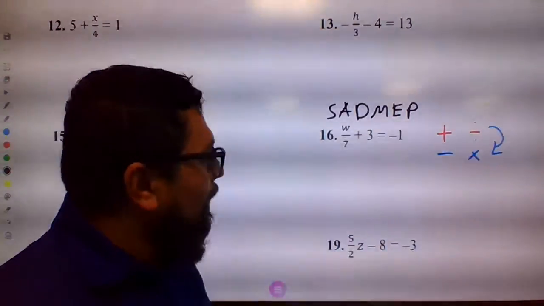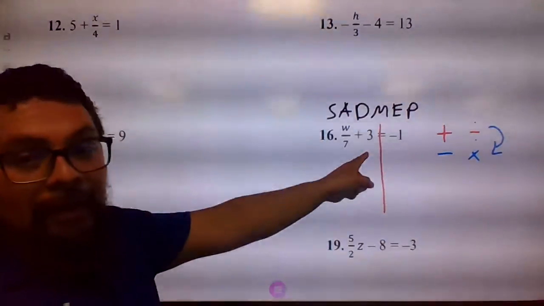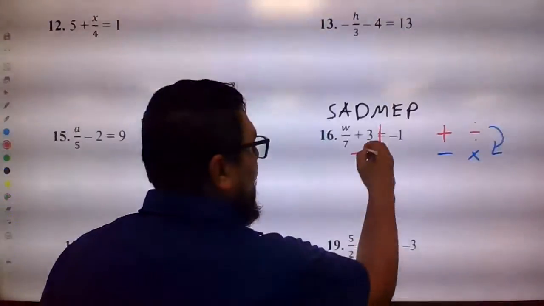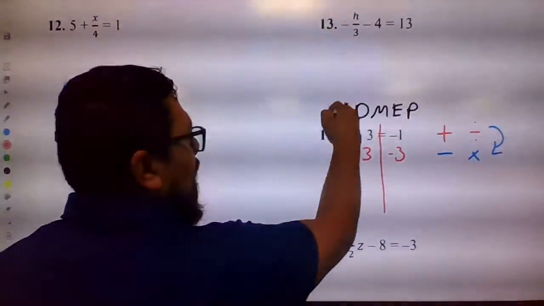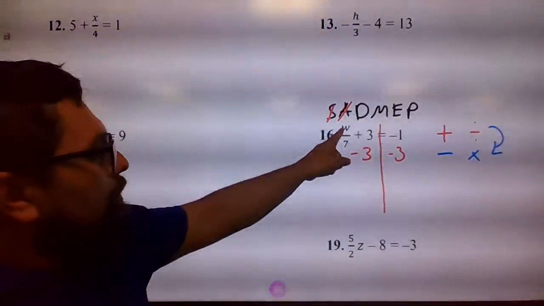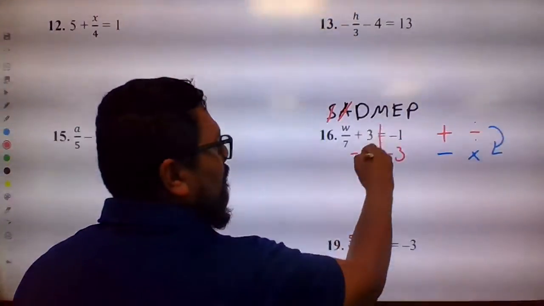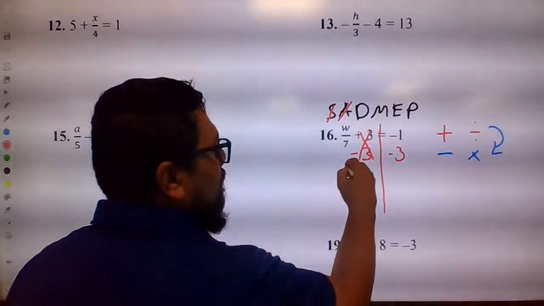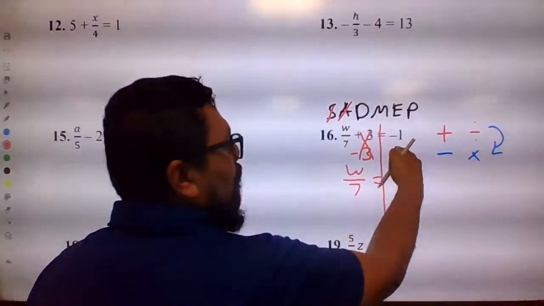So what are we going to subtract? We're going to subtract the 3. Subtract the 3 on both sides. We subtracted, so we don't need to add; we'll just cross it off. W over 7 plus 3, now minus 3, so this becomes 0. Then you're left with W over 7 equals negative 1 minus 3.